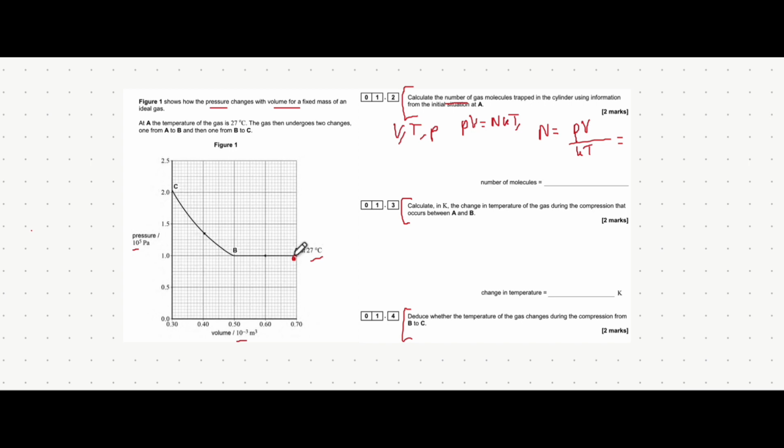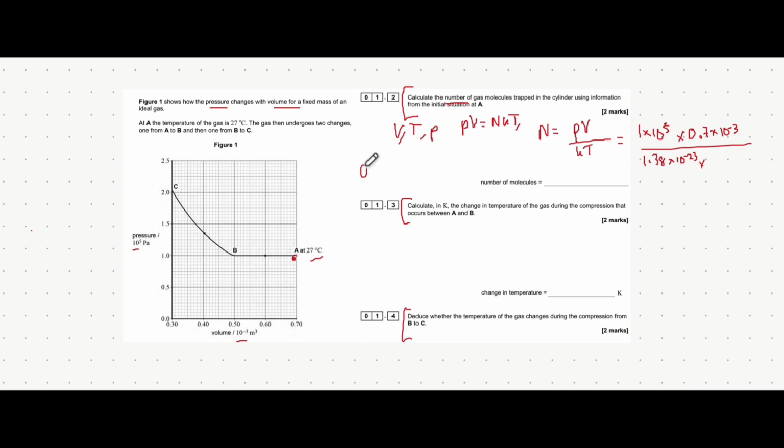Now pressure at A is 1 times 10 to the power of 5, so let's write that out. The volume at A, just read off the x-axis, is 0.7 times 10 to the power of minus 3. We then divide all of that by the Boltzmann's constant, which is 1.38 times 10 to the power of minus 23, and multiply onto that the temperature, but in Kelvin. So 27 degrees, you add 273 to turn it into Kelvin.